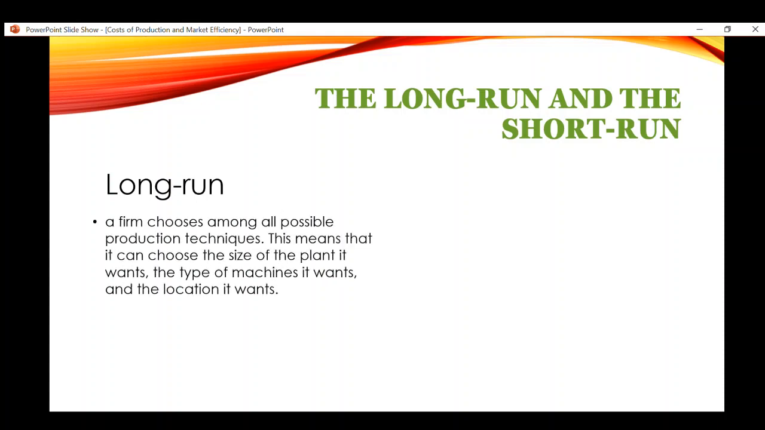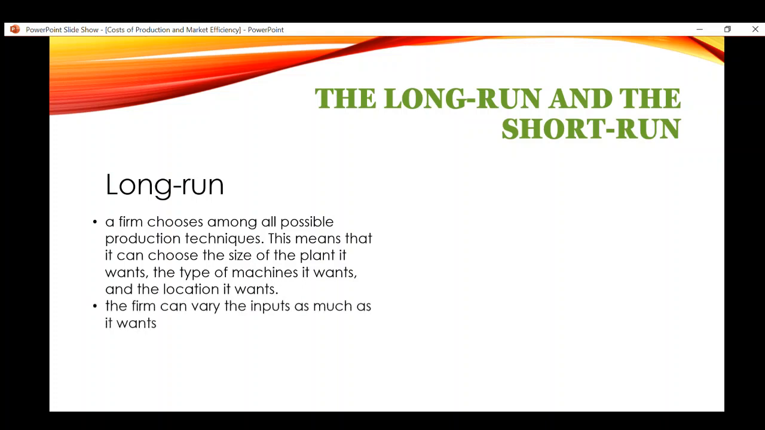So in the long run, a firm chooses among all possible production techniques. This means that it can choose the size of the plant it wants, the type of machine it wants, and the location it wants. Of course, pag long run na lang siya, naturally mas dugay-dugay na gyud ang ato ang operations. So mas kaya na natong maka-invest in fixed assets. So makapili na gyud ta unsa may ganahan nato para ma-boost ang ato ang production.